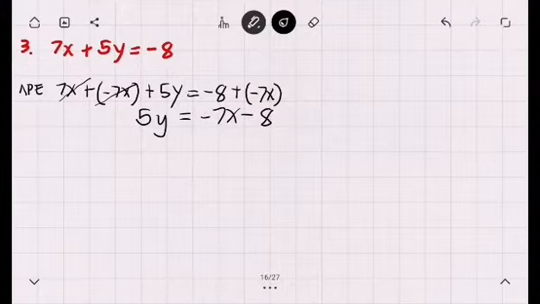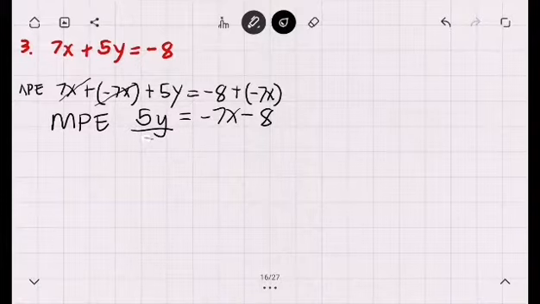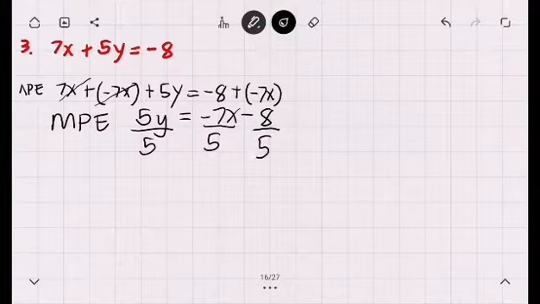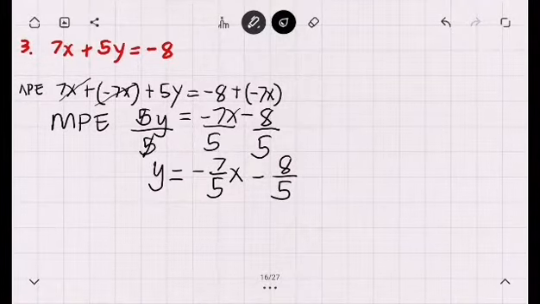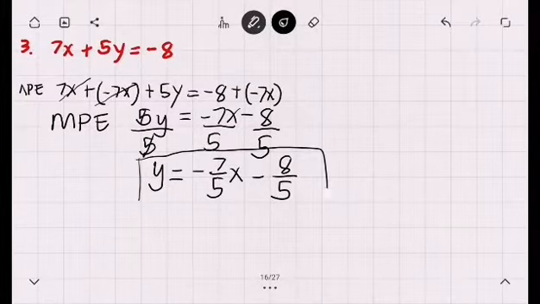So, this time, apply natin ulit yung MPE o yung multiplication property of equality. So, divide both sides by 5. Okay, so 5 divided by 5 is 1. So, matitira sa left side is y. So, we have negative 7 over 5x minus 8 over 5. So, ito na yung ating slope-intercept form.